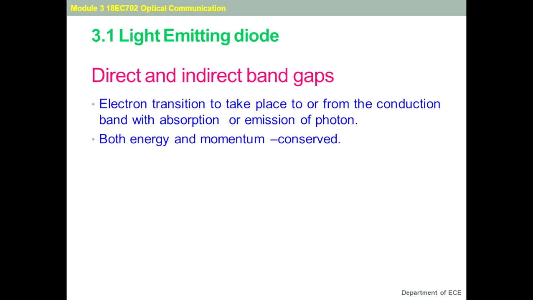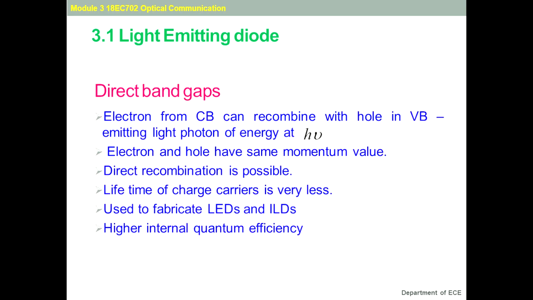Here we have two types of band gap materials. They are used to make LED, laser, switches, detectors, etc. The two types are direct band gap material and indirect band gap material. It is defined based on the conduction band and the valence band. Electron transition to or from the conduction band takes place either by absorption or by emission of a photon. The photon can be absorbed or the photon can be emitted. Here the condition is that both energy and momentum should be conserved.